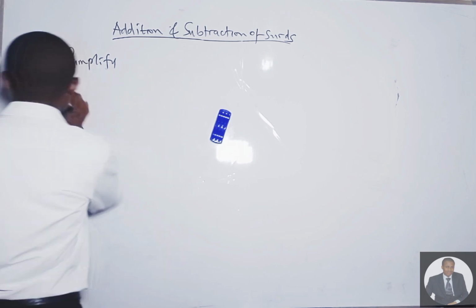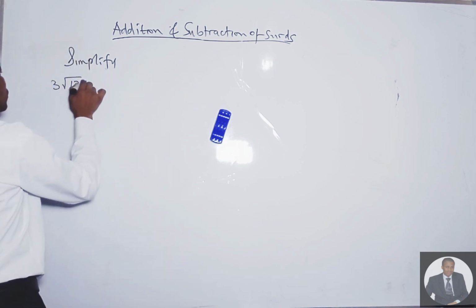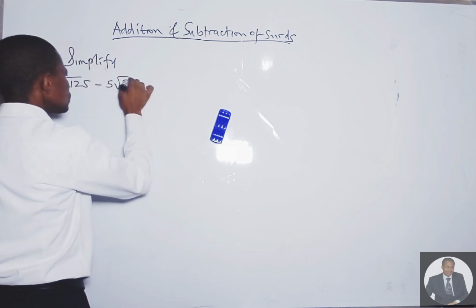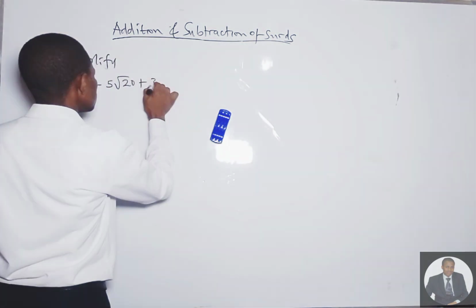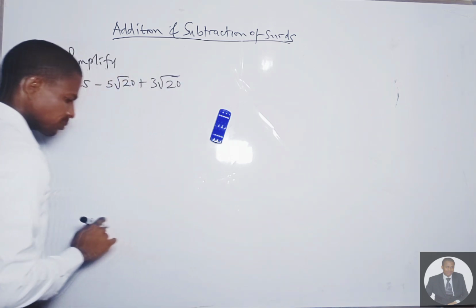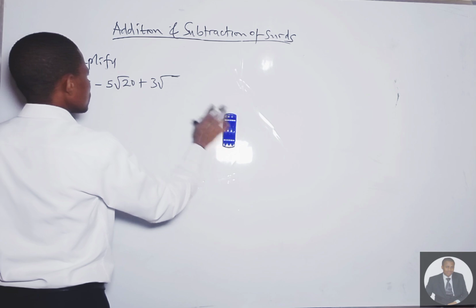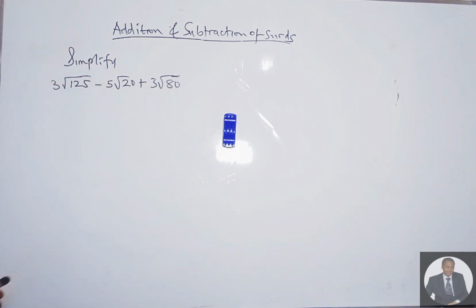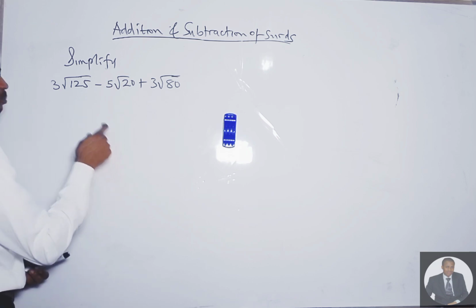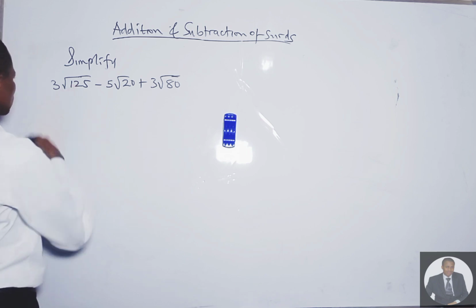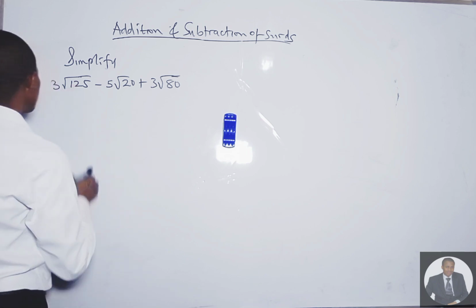Another question. Root 125 minus 5 root 20 plus 3 root 80, rather. So how do we solve a question like this? Let's simplify further so that we have a particular number that is recurring. So what do we have here?